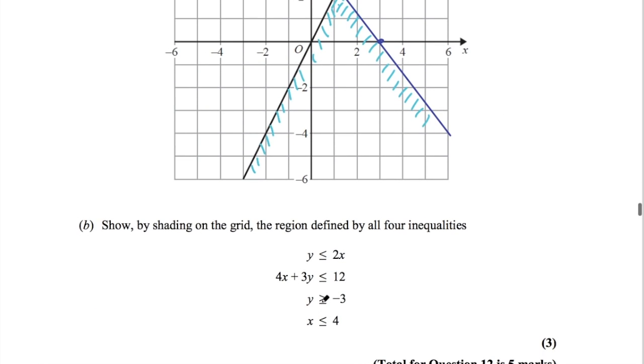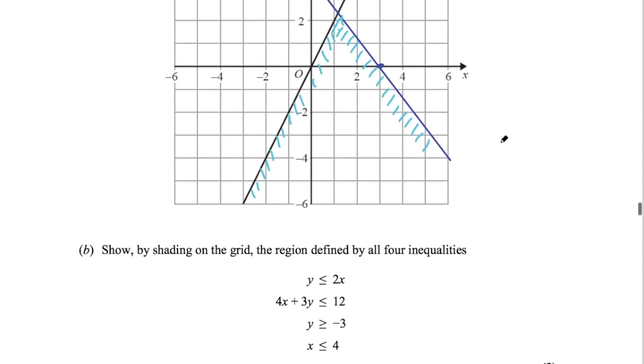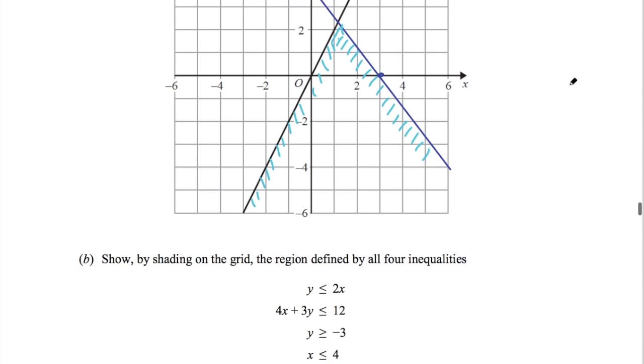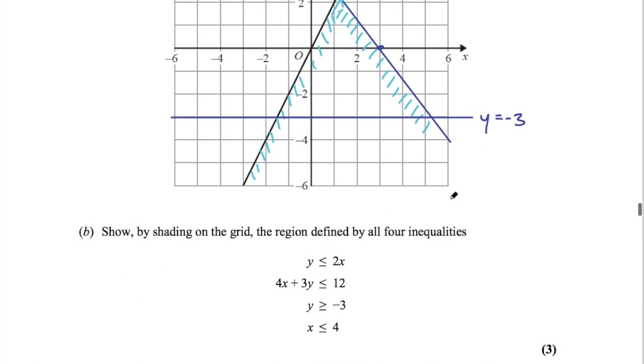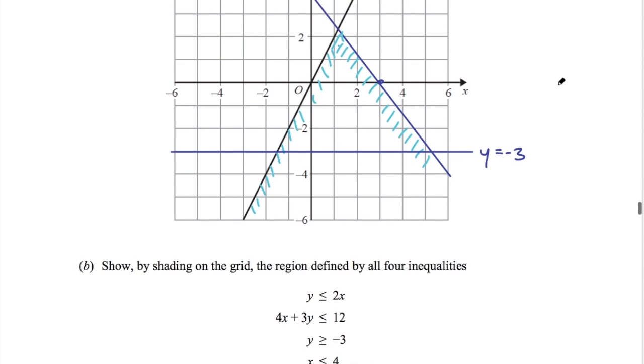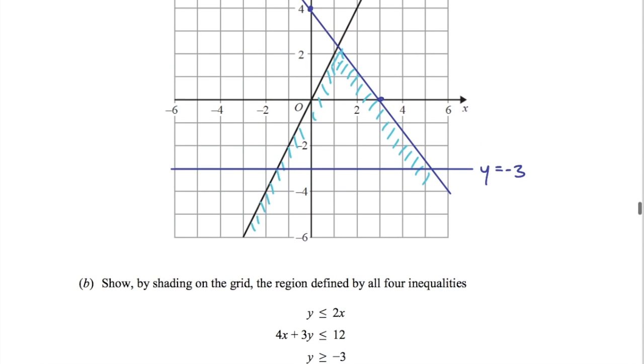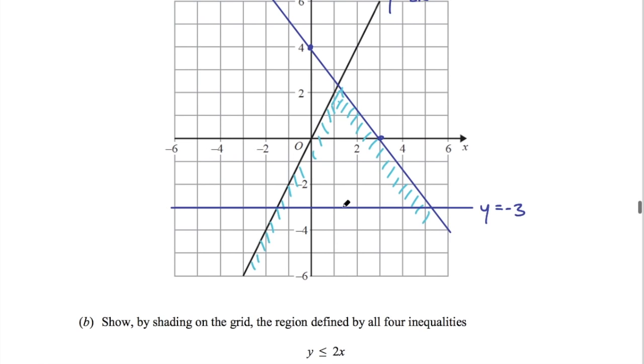Then we also need y is greater than or equal to minus 3. So we need to go ahead and draw in another line on this graph at y equals minus 3. So that's going to be here. So this is y equals minus 3, a horizontal line at minus 3. And we need y to be greater than or equal to that line. Okay, so greater than means above the line, so shade in this little bit here.